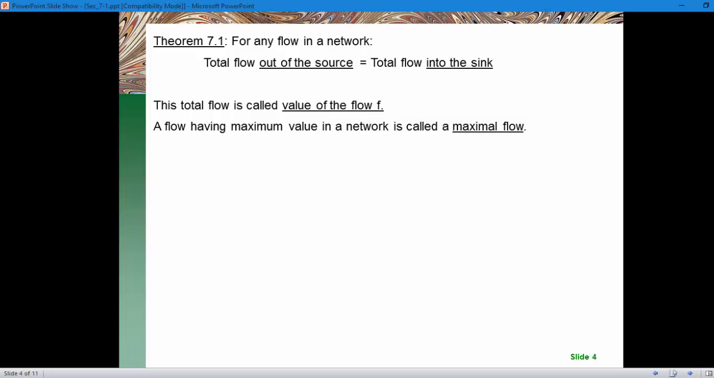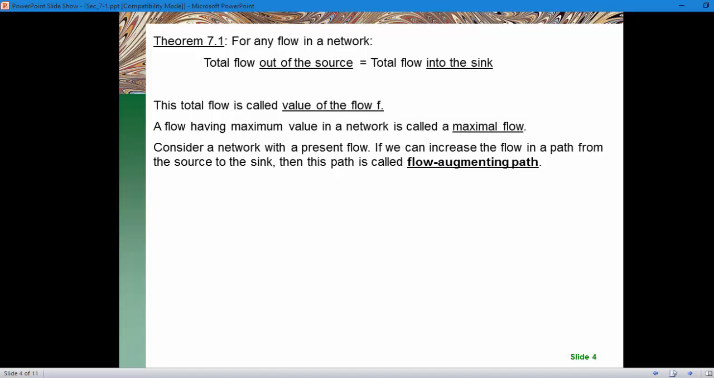One of the things that we're going to do in this section is to try to find a flow that has the maximum value. One idea is to begin with a flow and try to increase the flow until there will be no more improvements. Consider a network with a present flow. If we can increase the flow in a path from the source to the sink, then this path will be called a flow augmenting path.